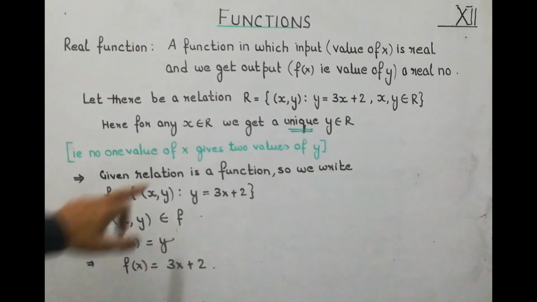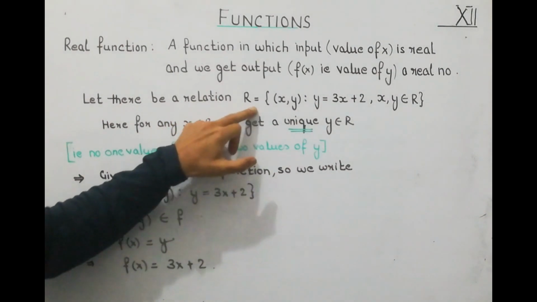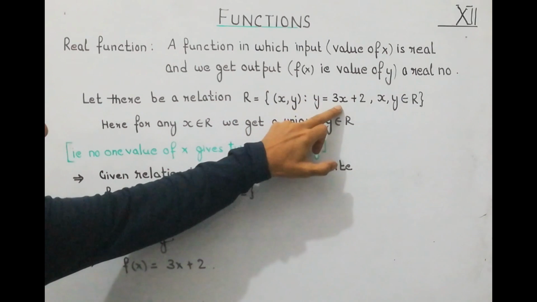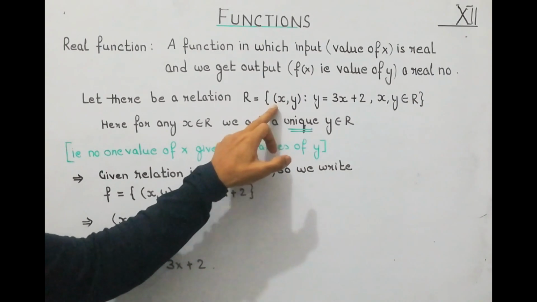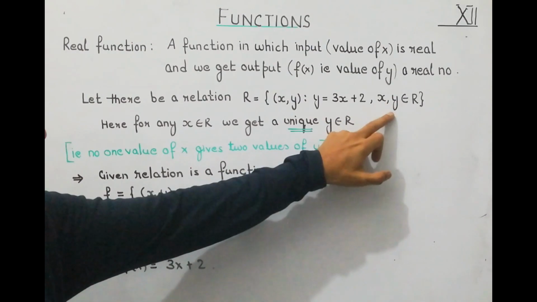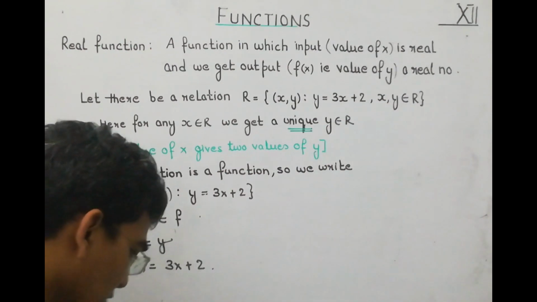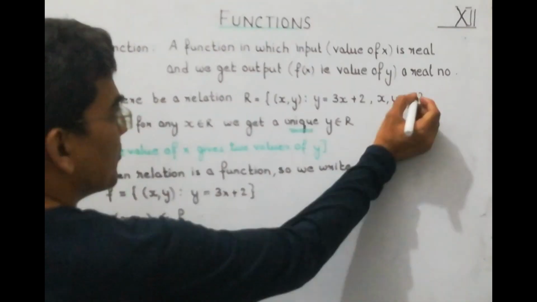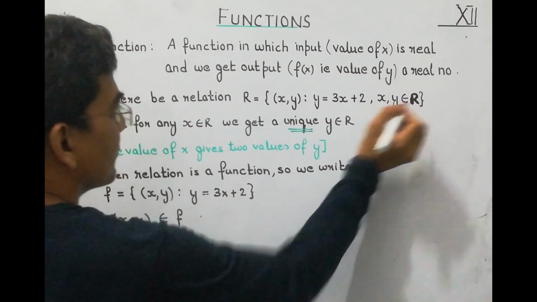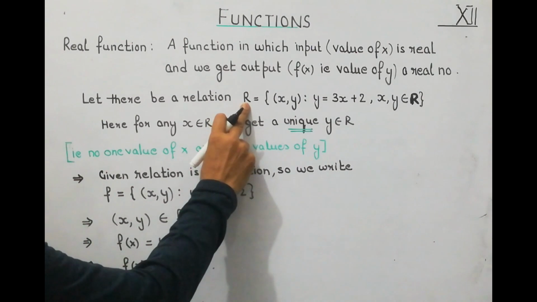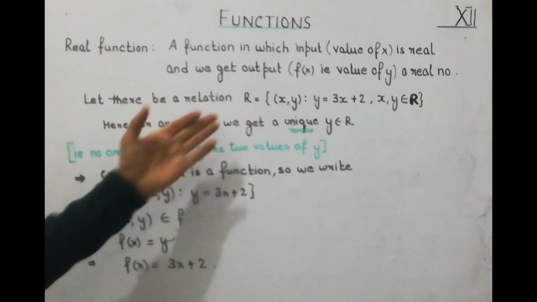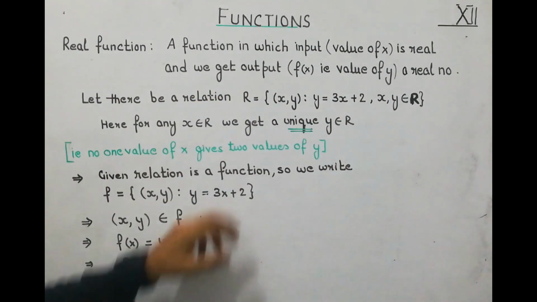Now for example, let us consider a relation given to you as a set of ordered pairs, and this is the relation between the elements of the ordered pair. Here x and y both belong to the real numbers. This R is for relation and this bold R is for real numbers. So here we have got a relation.